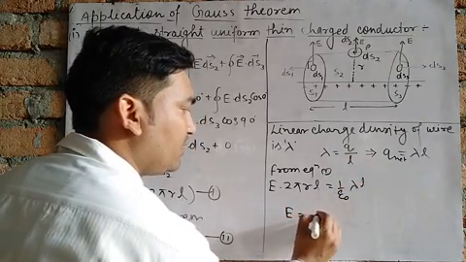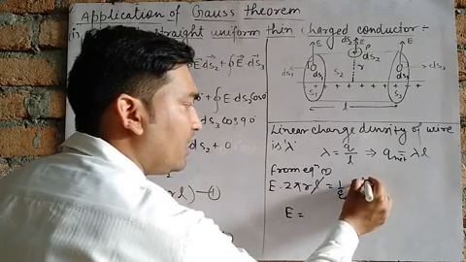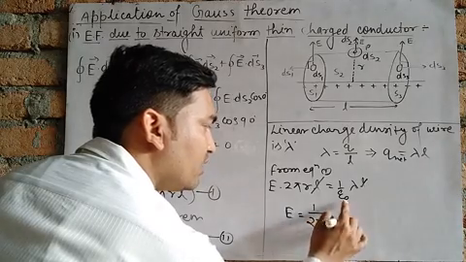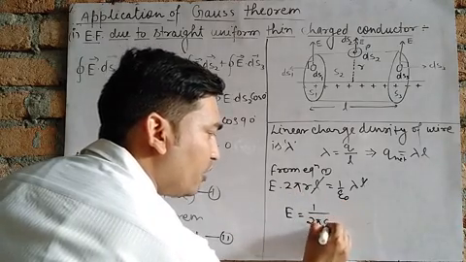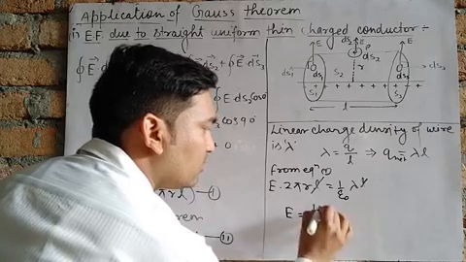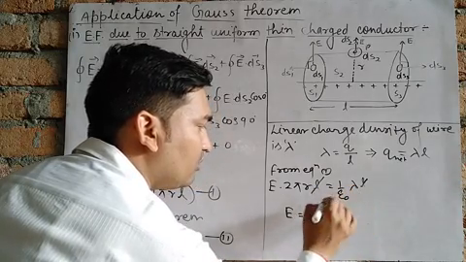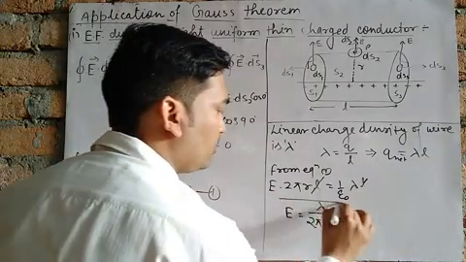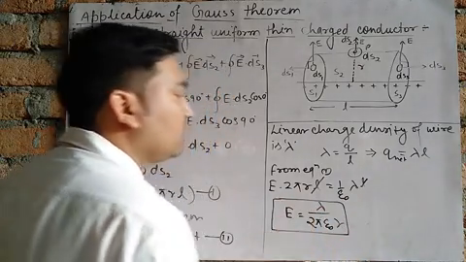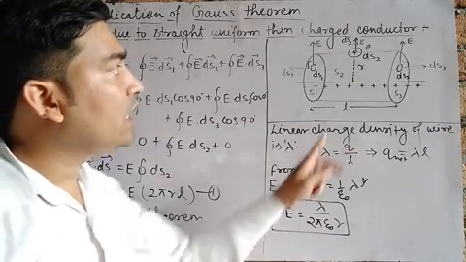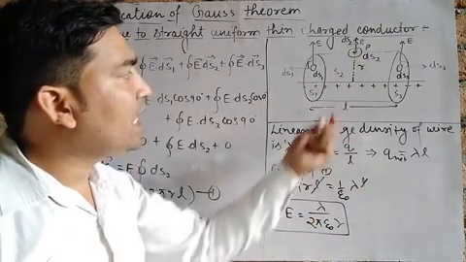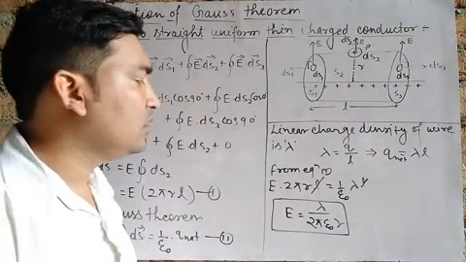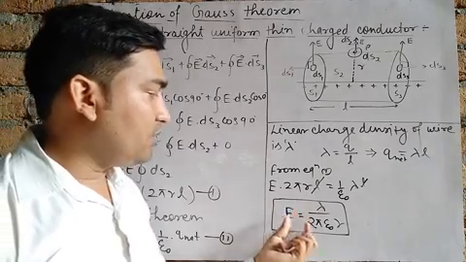Here electric field E is equal to, L and L cancel each other, 1 upon 2 pi epsilon naught R, and here lambda upon 2 pi epsilon naught R. This is the formula for electric field at point P, which lies at distance R from the uniform wire, and this is the formula for electric field.